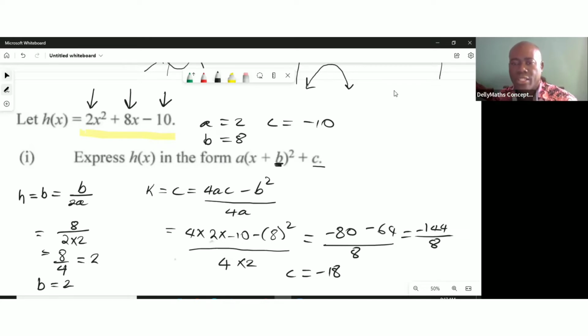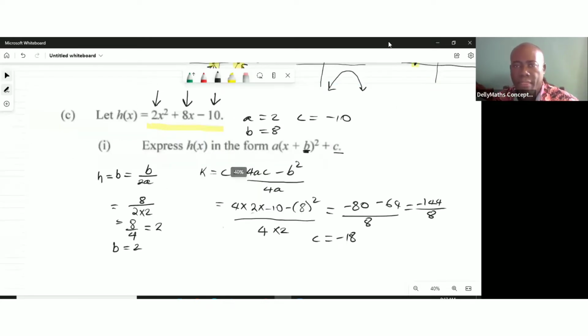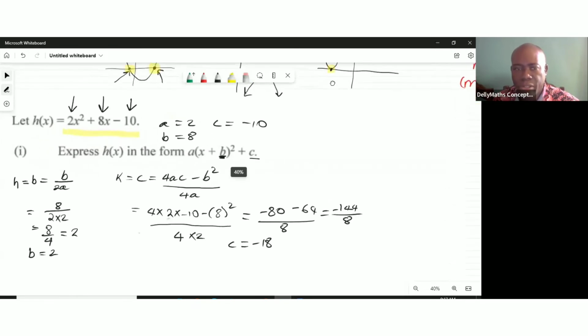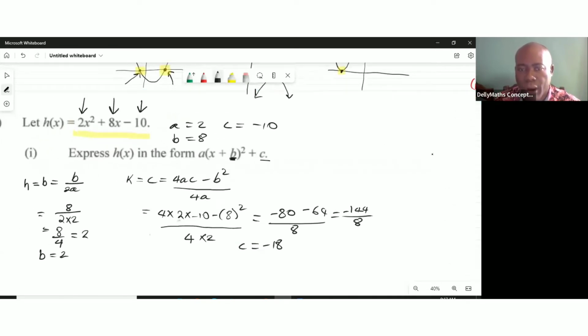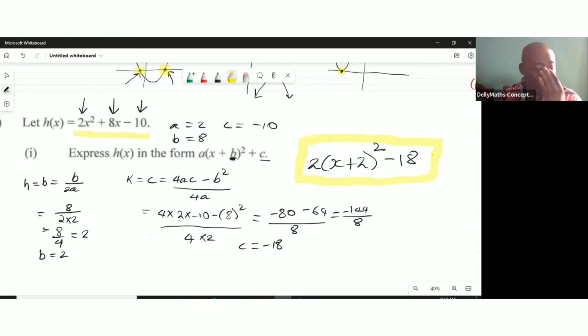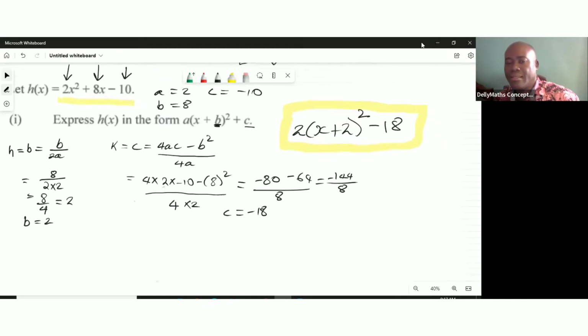So if I'm asked to write this in the form, then definitely let's produce this in the form that we were asked for. So a is on the outside. A is 2, so it's 2, open bracket, x plus 2 squared minus 18. So this is the form that we were asked to write in. All right, there it is. All right, so that's that.